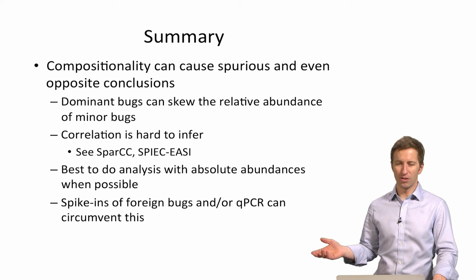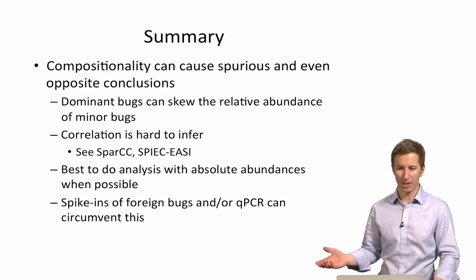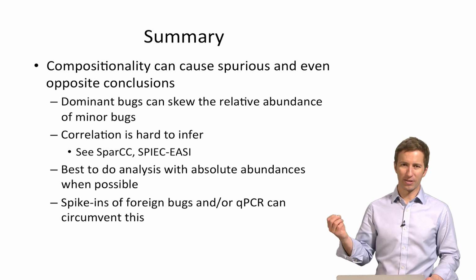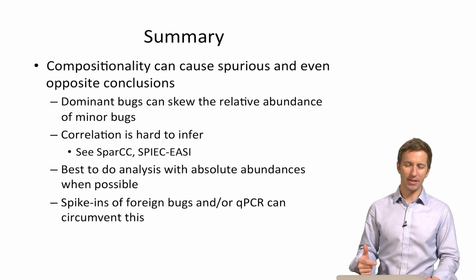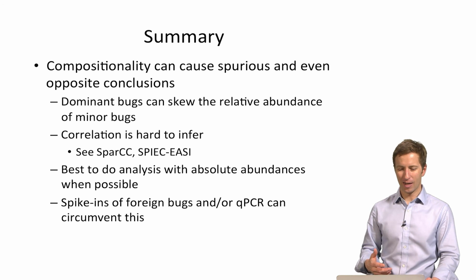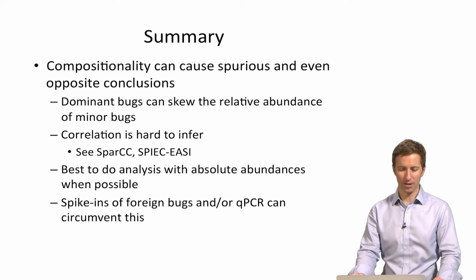And there are some ways to do this. You could do qPCR using universal primers for your bugs and get the absolute abundances that way. Or you can also spike in known concentrations of foreign bugs or foreign DNA. Perhaps even do both. It would be very interesting to see a comparison of both.